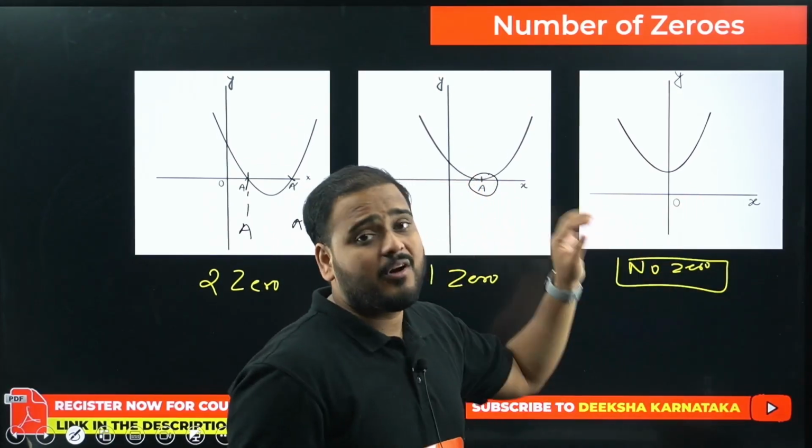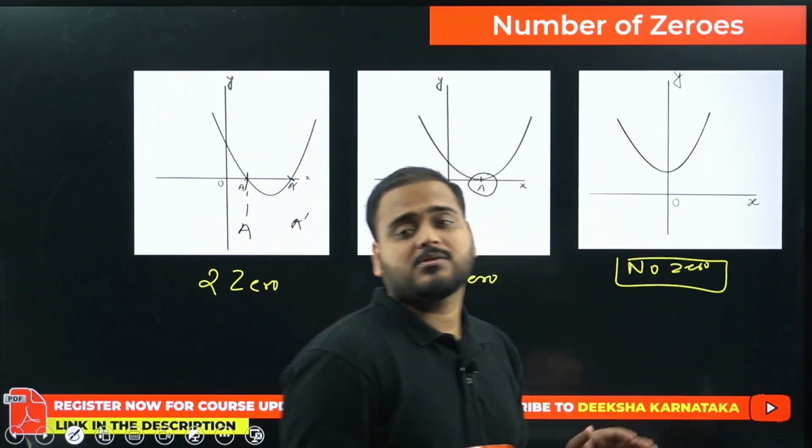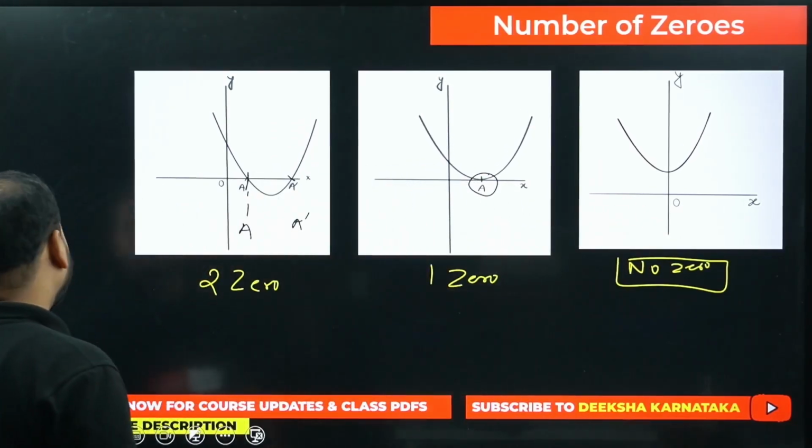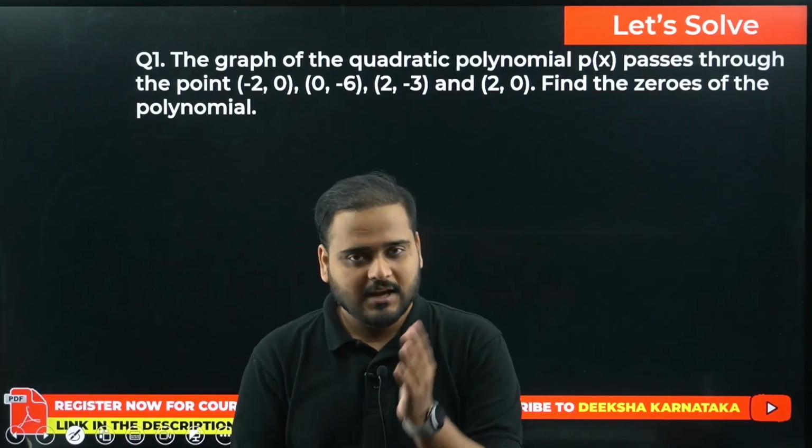So this parabola curve, which represents a quadratic polynomial, will have no real zeros. No real zeros. Okay, moving on. Now questions. I said after learning the concept, we'll solve some questions. Let's see the first one.